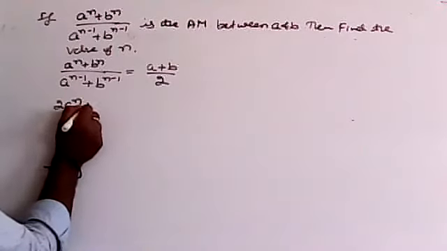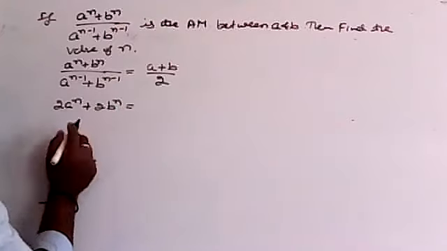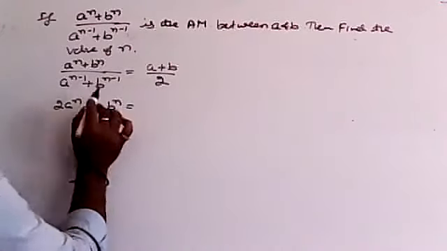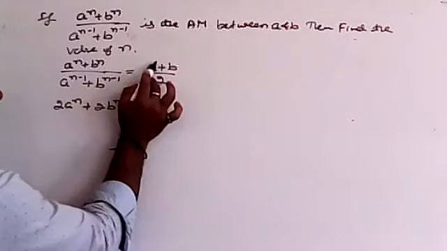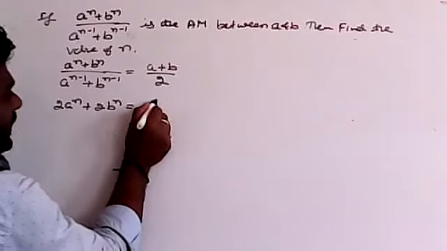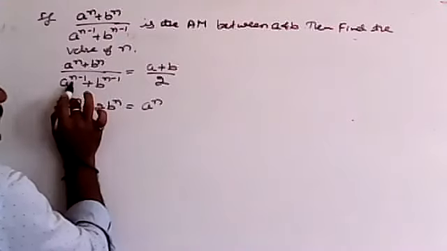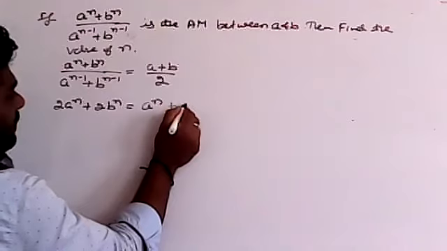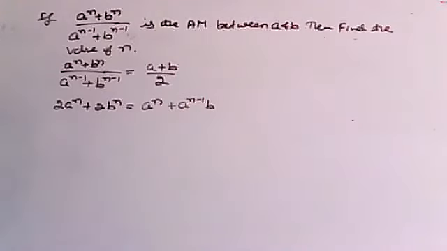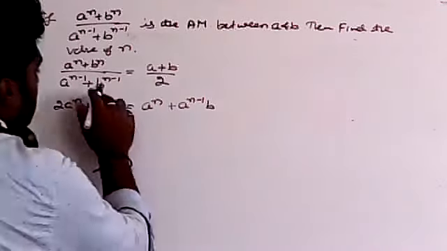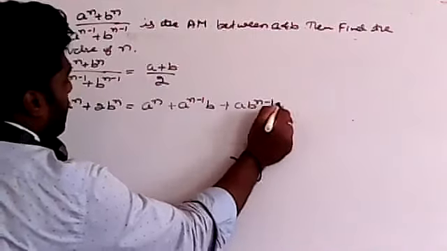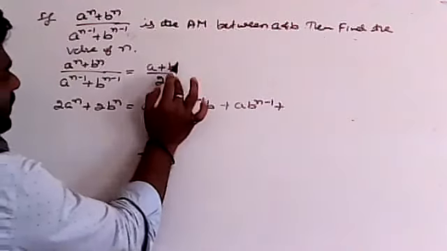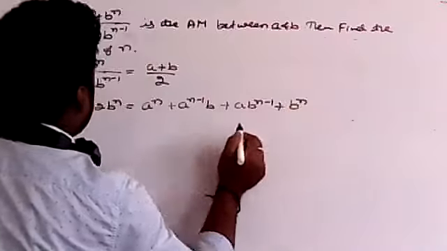2a^n + 2b^n is equal to, when I multiply this one here, first I multiply a with a^(n-1), and the power 1, no, so the remaining is a^n. And this a^(n-1) when I multiply here, plus a^(n-1) into b. Correct. Next, b^(n-1) you multiplied, then it is a into b^(n-1), plus b^(n-1) to the power of 1 is b^n.